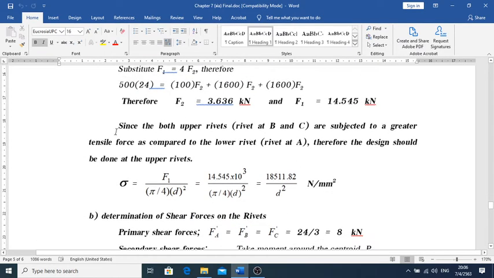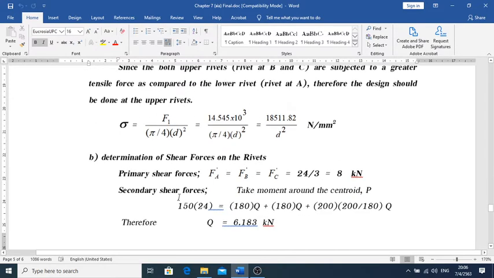So I make the conclusion that both rivets at B and C are subject to greater tensile force compared to the rivet at A. Therefore, the design should be done at that rivet, because we just want to find the greater force acting on the rivet. So we have to design at the lower rivet. So the sigma is F1 over the area, things like that. This is the tensile force, right?